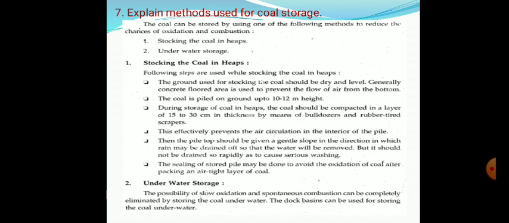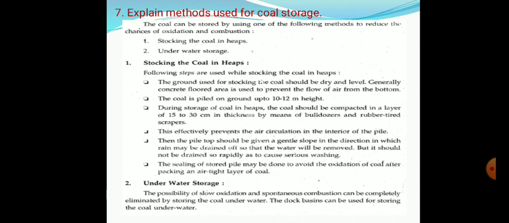This effectively prevents the air circulation in the interior of the pile. Then the pile top should be given a gentle slope in the direction in which rain may be drained off so that the water will be removed, but it should not be drained so rapidly as to cause serious washing. The sealing of the stored pile may be done to avoid oxidation of coal after packing an airtight layer of coal.